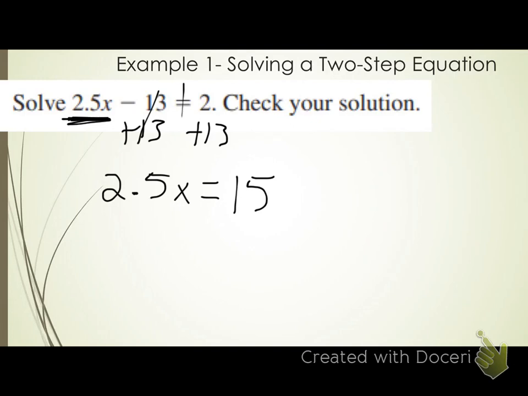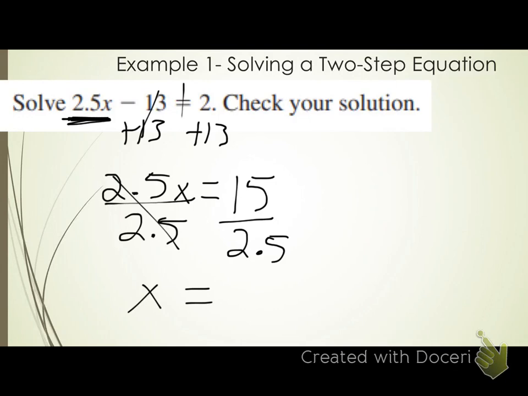Can someone raise your hand and tell me how I would get x by itself here? Very good. Divide by 2.5 on both sides because x is being multiplied by 2.5. Inverse of multiplication is division. Okay, someone type in your calculator 15 divided by 2.5. 6. Any questions on how we got x equals 6? Good with that? Yes.